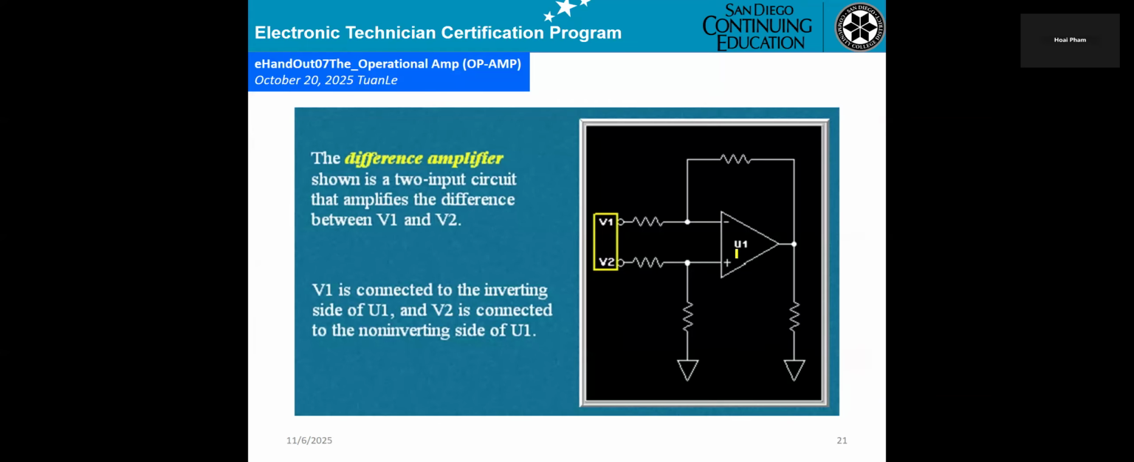Different amplifier. That is coming out from the op-amp level. The difference amplifier: you get two inputs that are amplified, the difference between V1 and V2. V1 is connected to the inverting input, and V2 is connected to the non-inverting input. Okay?